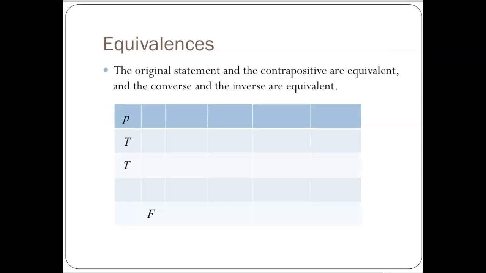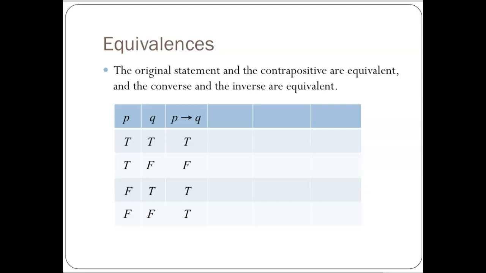Let's start off with your usual P and Q: true, true; true, false; false, true; false, false. And then let's go through each of these. The original statement, P implies Q, we already know: it's only going to be false if P is true and Q is false. So true, false, true, true.